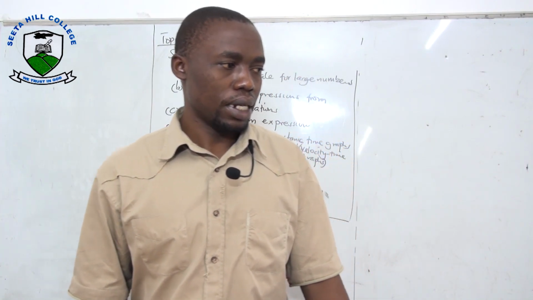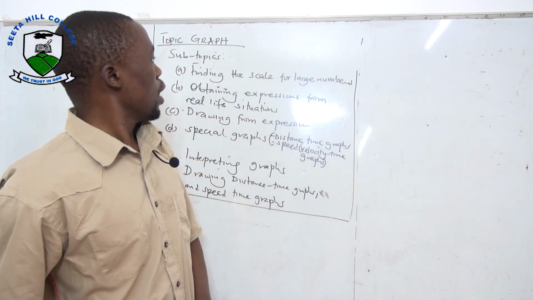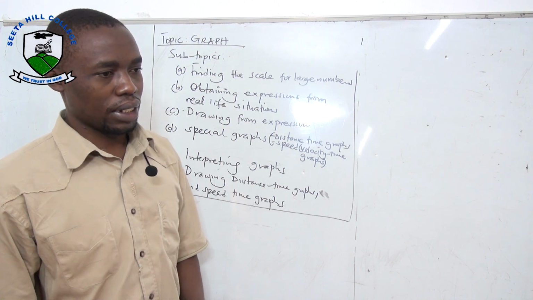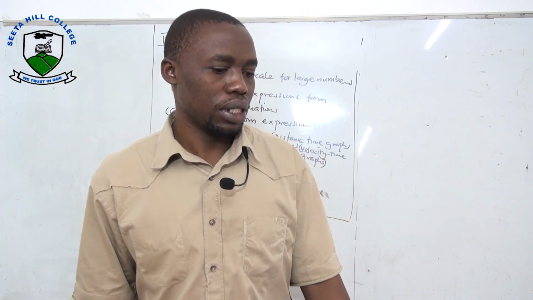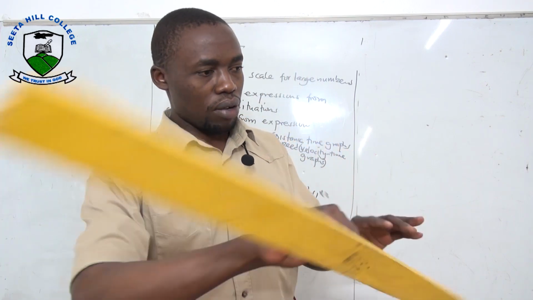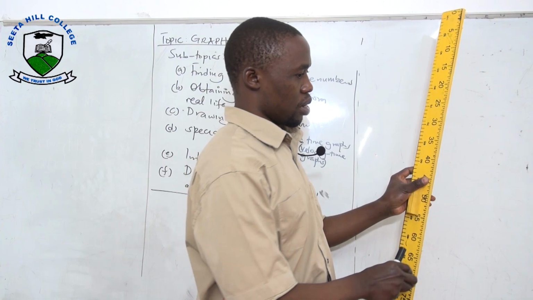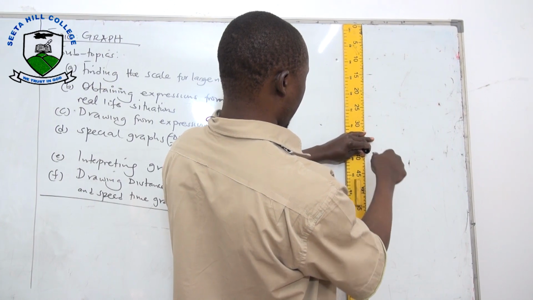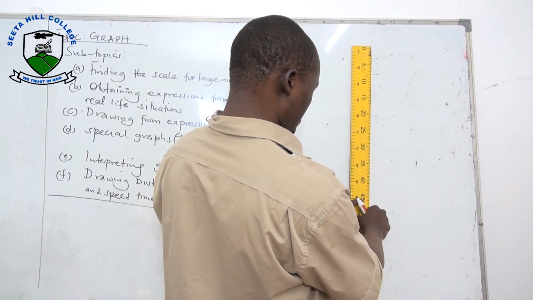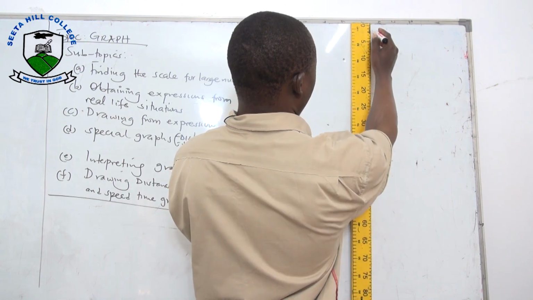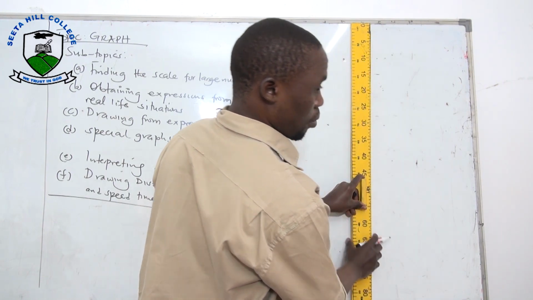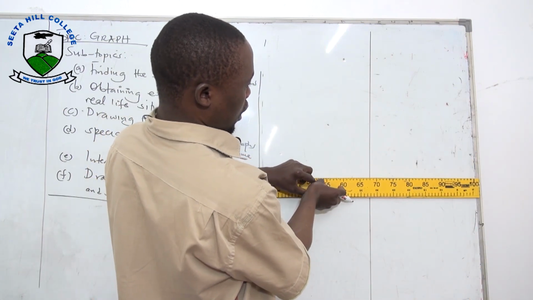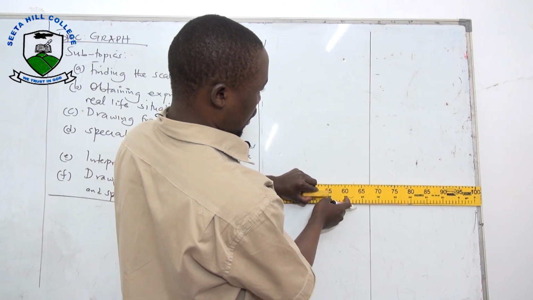Yeah, now we can start finding the scale for large numbers. Could you open your graph books there? Finding the scale for large numbers. I hope you recall this material? How we handled partly this part under graph work in senior 1, under coordinates and lines.